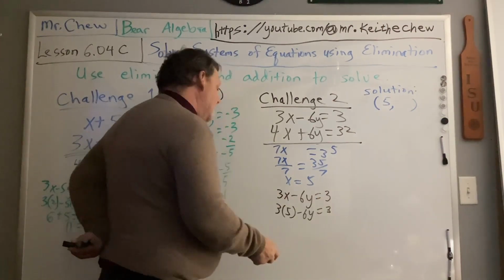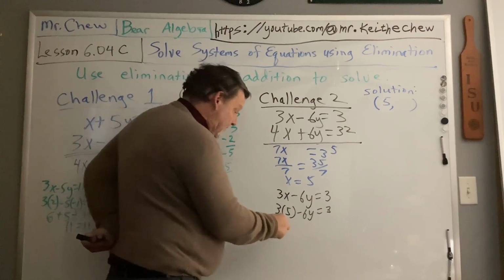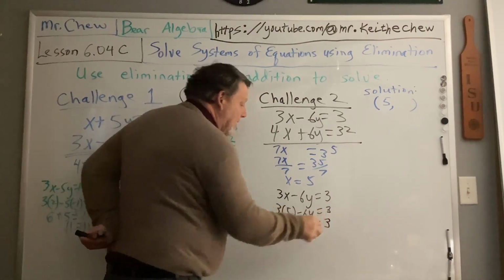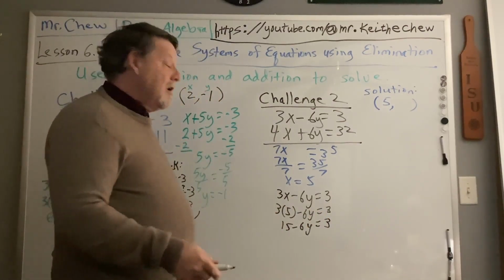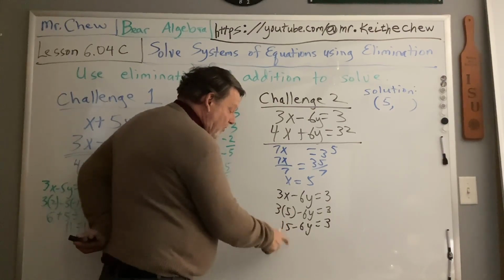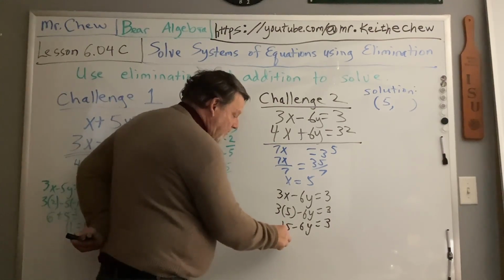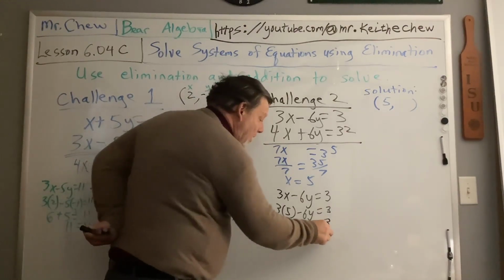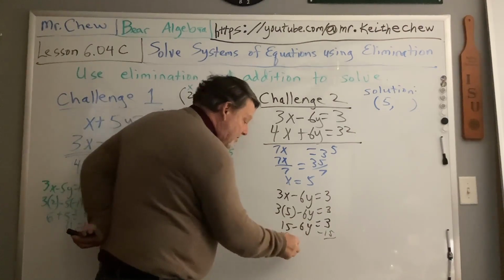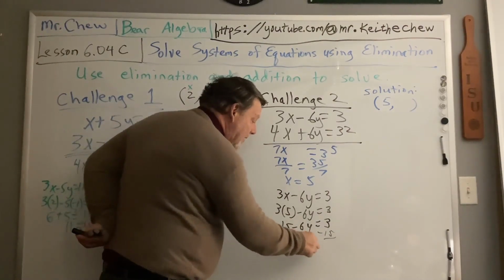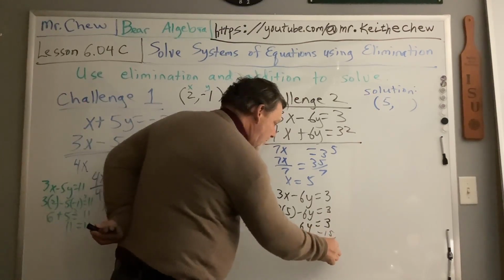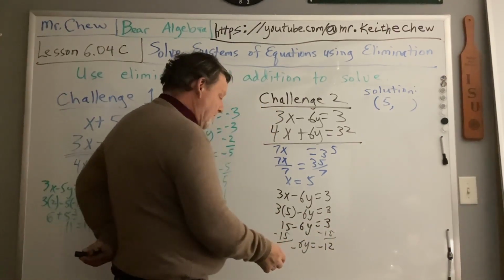Now I'm going to solve it. 3 times 5 is 15. Minus 6y equals 3. Now this is a two-step equation. I have to use 2 inverses. So I have to get rid of my 15 by subtracting 15 using the subtraction property of equality. 15 minus 15 is 0, and 0 minus 6y is negative 6y, and that equals negative 12. 3 minus 15 is negative 12.